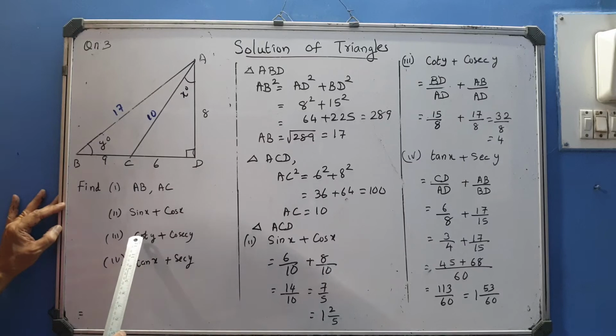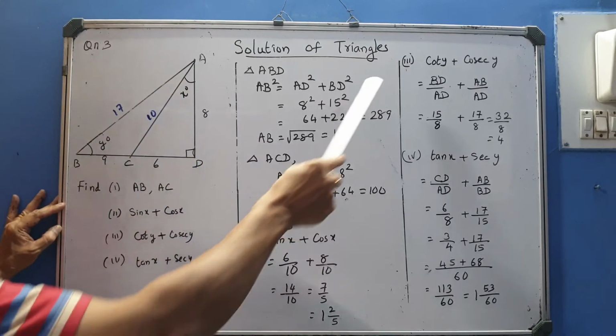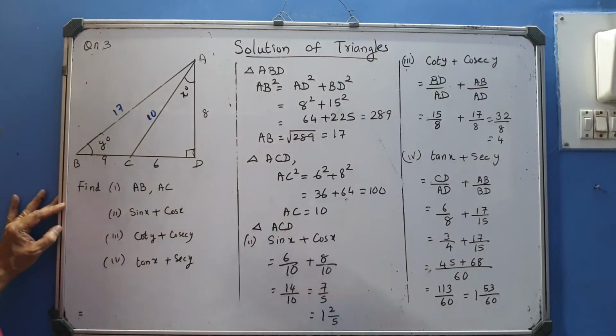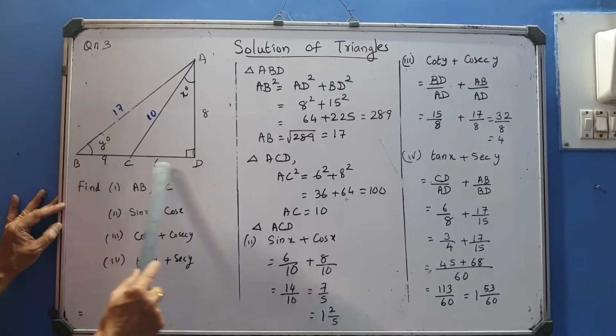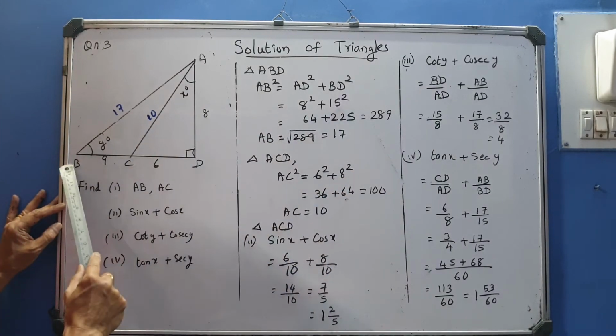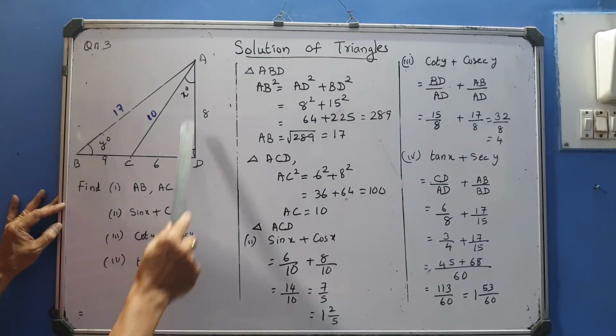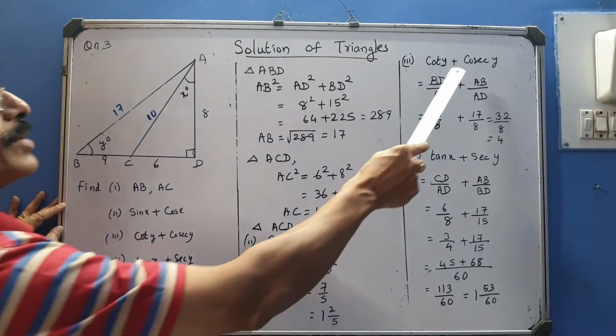Now the third part, cot y plus cosec y. So y is the angle, so we need the complete triangle ABD. So cot y is adjacent by opposite. Adjacent is BD, opposite is AD. So BD by AD. What is BD? 15. What is AD? 8. So 15 by 8. Plus cosec y.